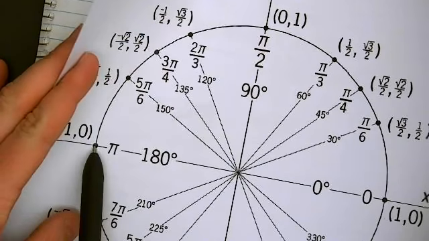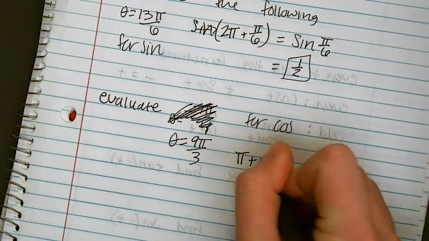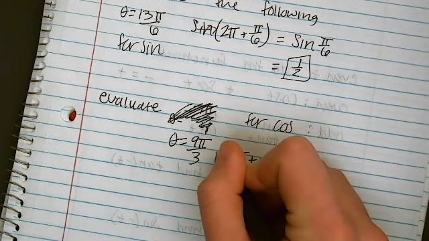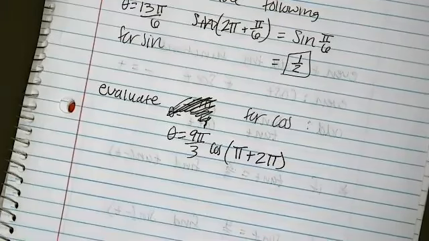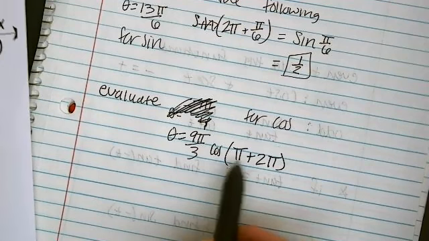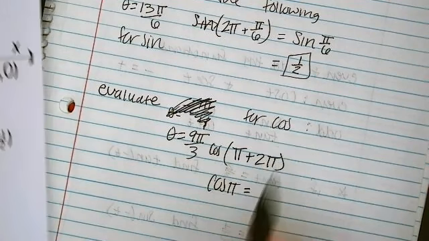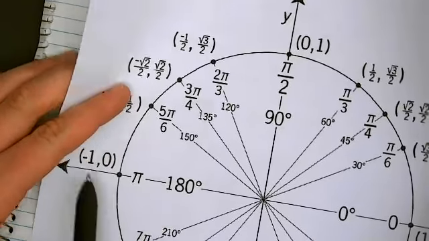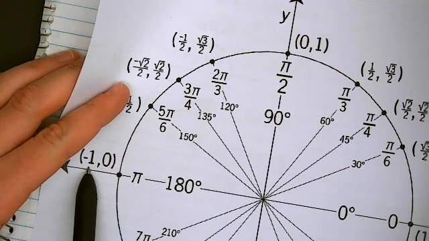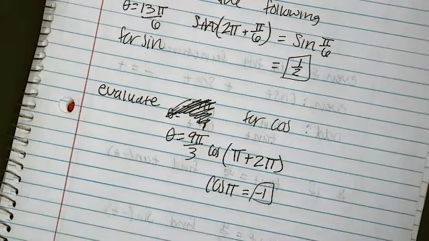What this is saying is we landed back on pi. So we went a full 2 pi and then an additional pi. So we have pi plus 2 pi is what we're essentially taking this cosine of. Instead of adding on this additional 2 pi, we're only going to take cosine of pi, and cosine is our x value. At pi, that cosine value is -1 because that's our x value. So it just equals -1, as quick and simple as that.